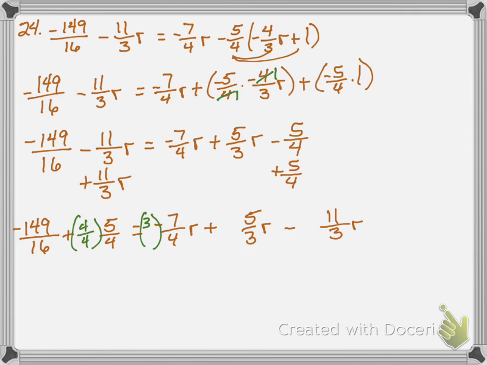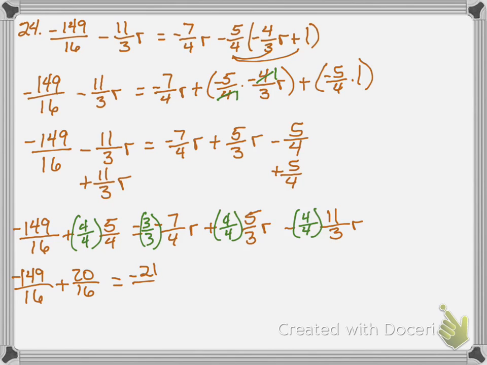Multiply the 5/4 by 4/4 to get the common denominator of 16. In my r's, I have a common denominator of 12, so I'm going to multiply by 3/3 and 4/4 to get those to come out right. So we've got negative 149/16 plus 20/16 is equal to negative 21/12 r plus 20/12 r. There, I fixed that.